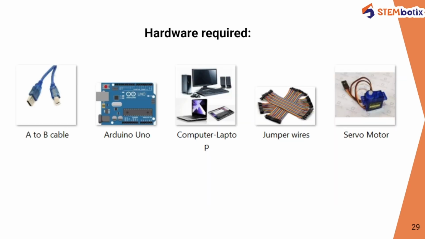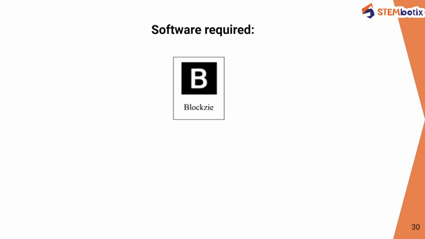So these are the hardware we are going to require for this particular project. The first one is the Arduino Uno board. After that is a USB A to B cable, one computer or laptop, a few jumper wires, and a servo motor. And this is the Blockzie software in which we are going to code.